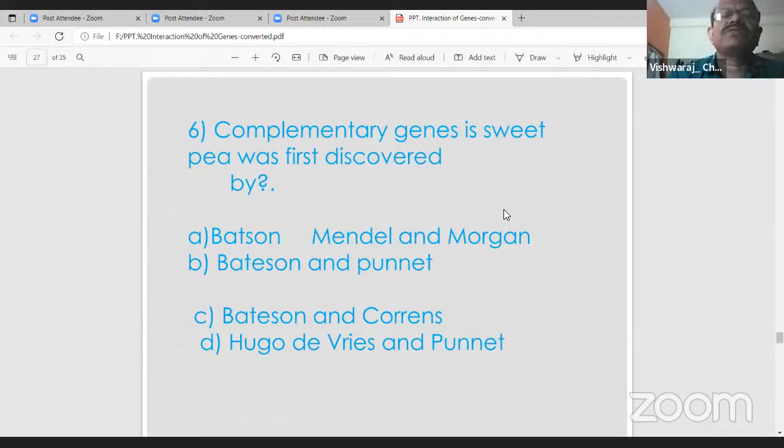Who first discovered complementary genes in the sweet pea plant? A option Bateson, Mendel, Morgan, these three scientists. B, Bateson and Punnett. C option Bateson and Correns. And D option Hugo de Vries and Punnett.